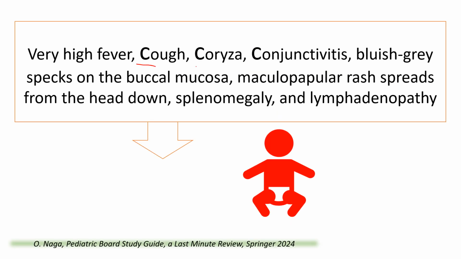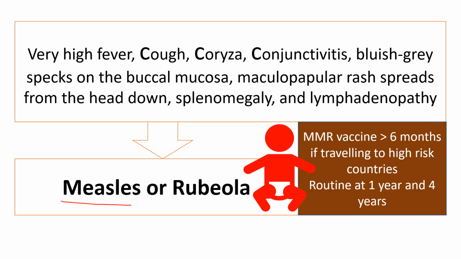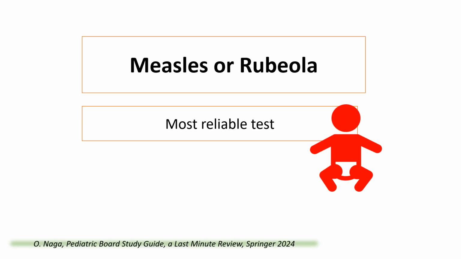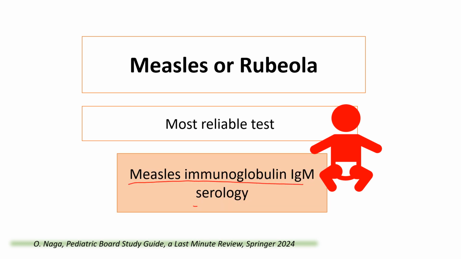Very high fever, cough, coryza, conjunctivitis, bluish-gray specks on the buccal mucosa, maculopapular rash that spreads from the head down, splenomegaly, and lymphadenopathy. What is the most likely diagnosis? This is a classic presentation of measles. If you have an infant more than 6 months of age traveling to high-risk countries, MMR vaccine should be given before traveling, but this dose doesn't count. This means that they have to receive the routine immunization of MMR at 1 year and at 4 years, meaning 2 additional doses. What is the most reliable test for measles? Measles immunoglobulin IgM serology.